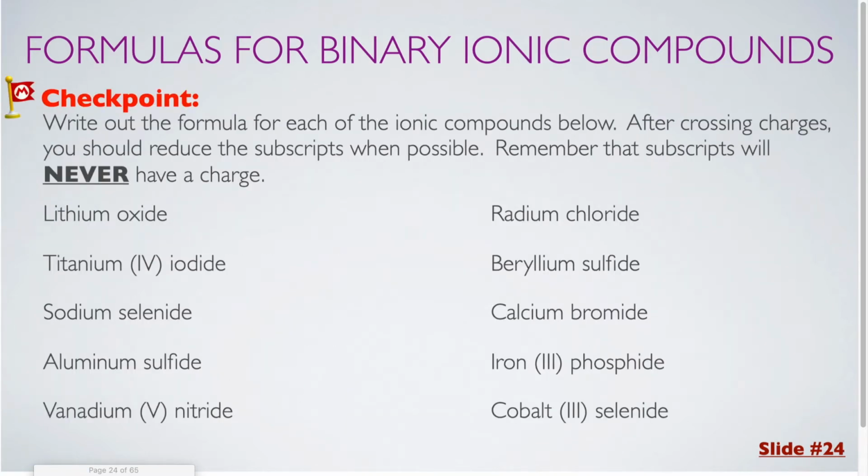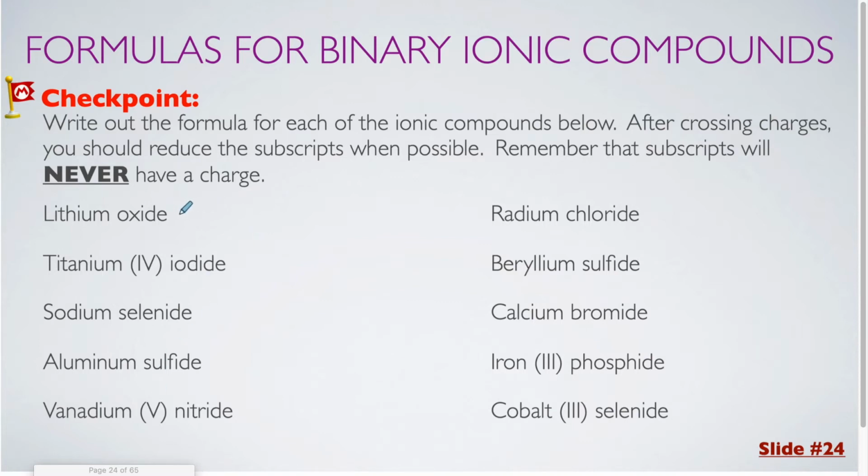For our checkpoint questions, we are going to be writing out the formula for each of the ionic compounds below. After crossing the charges, we are going to reduce the subscripts anytime that is possible. And we want to remember that the subscripts are never going to have a positive or negative charge, since they simply represent the number of each atom.